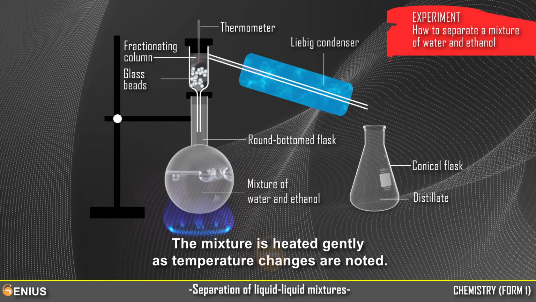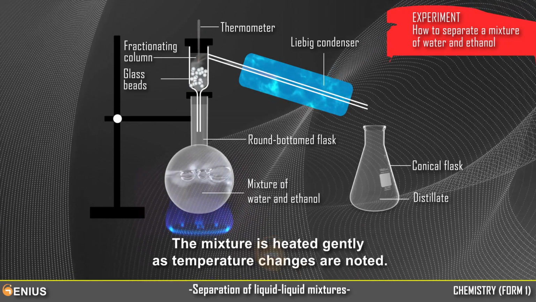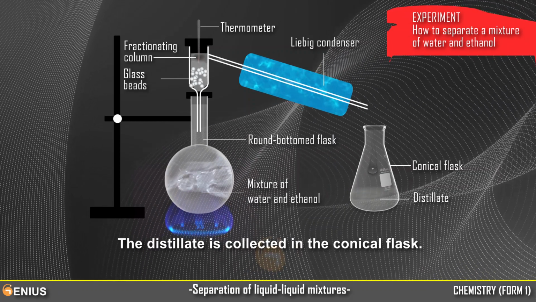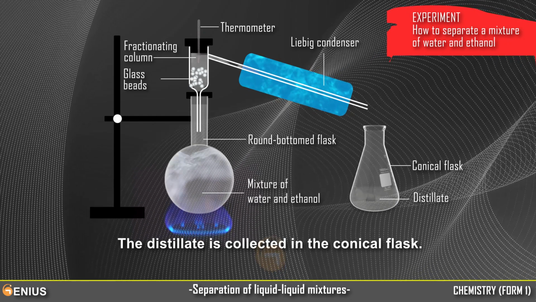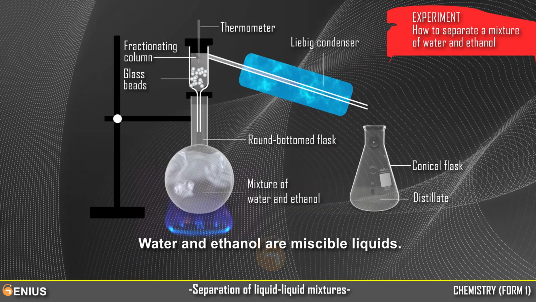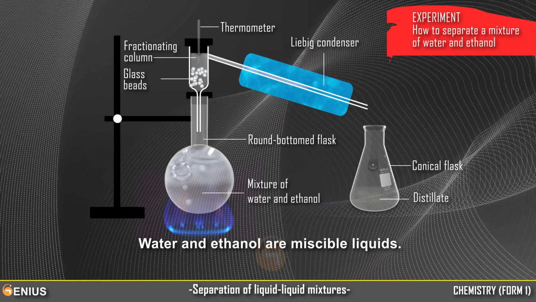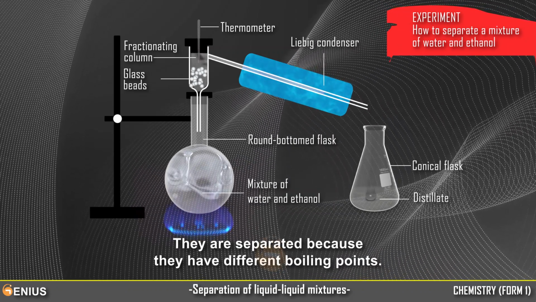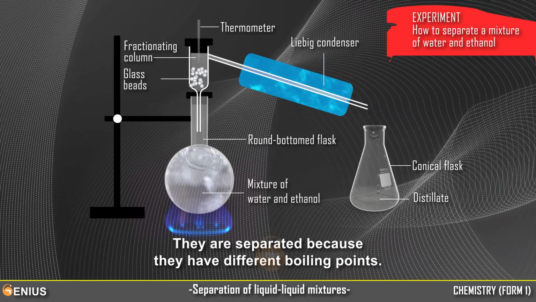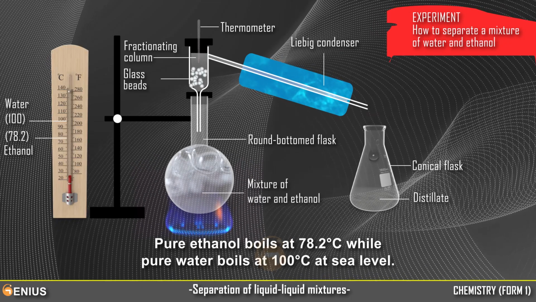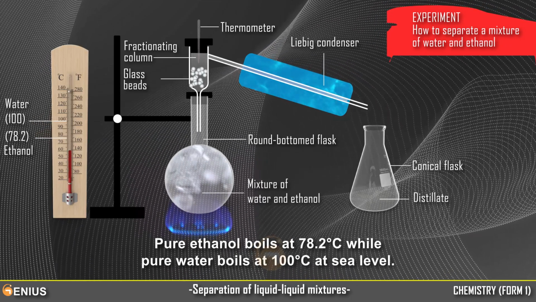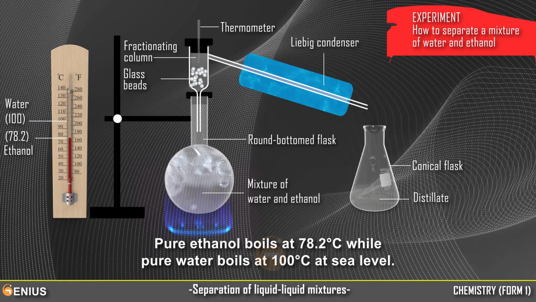The mixture is heated gently as temperature changes are noted. The distillate is collected in the conical flask. Water and ethanol are miscible liquids. They are separated because they have different boiling points. Pure ethanol boils at 78.2 degrees Celsius, while pure water boils at 100 degrees Celsius at sea level.